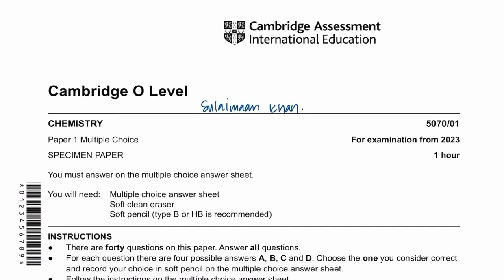Hey everybody, so today what we're going to do is solve this specimen paper that has been designed by Cambridge for your upcoming May-June 2023 examinations. It's the MCQ paper for your O-levels, right?